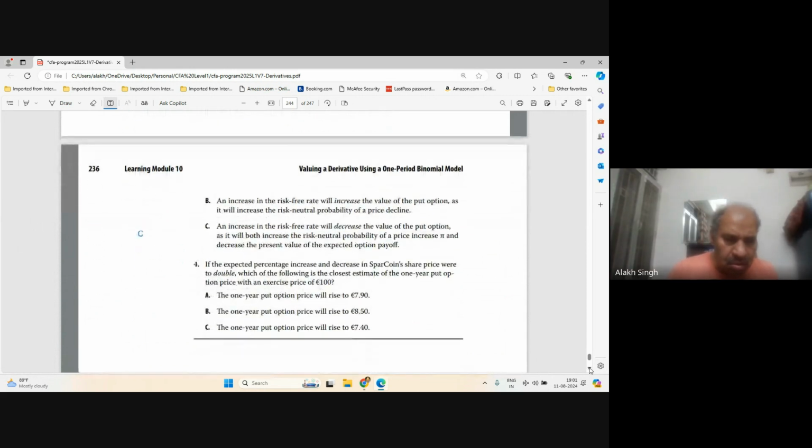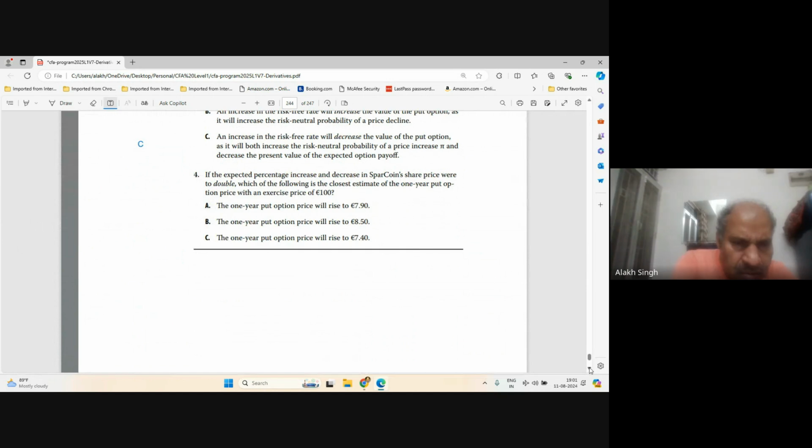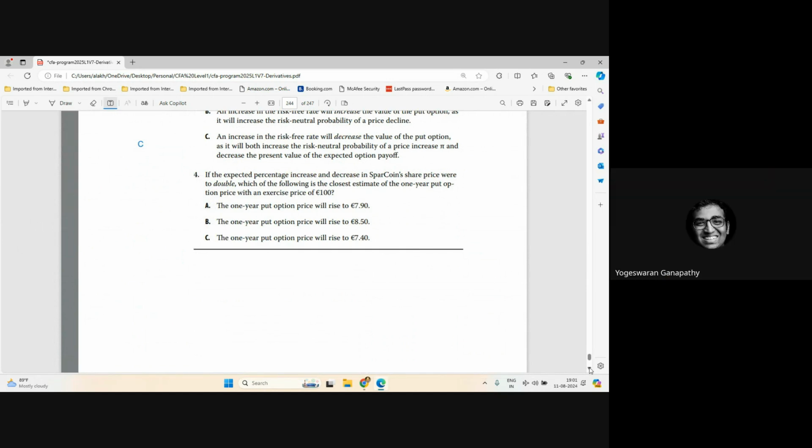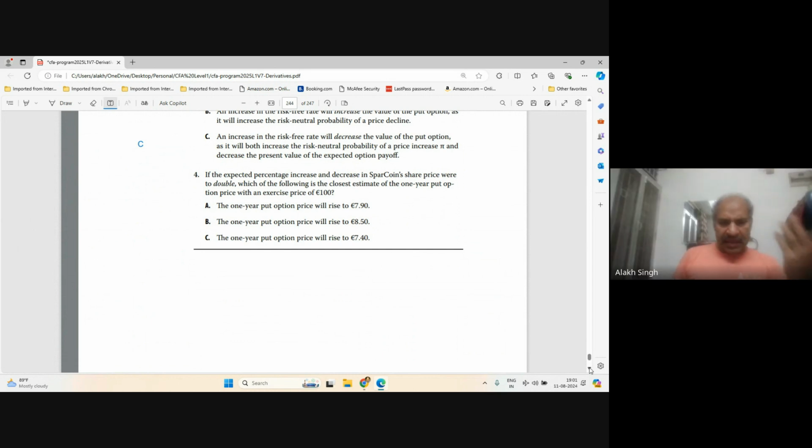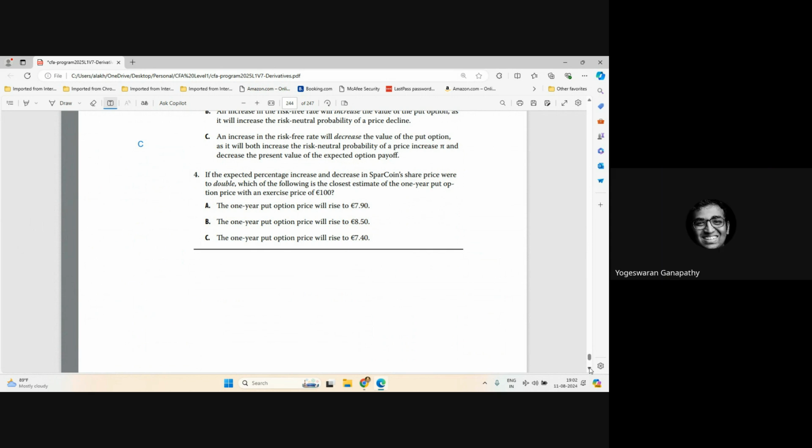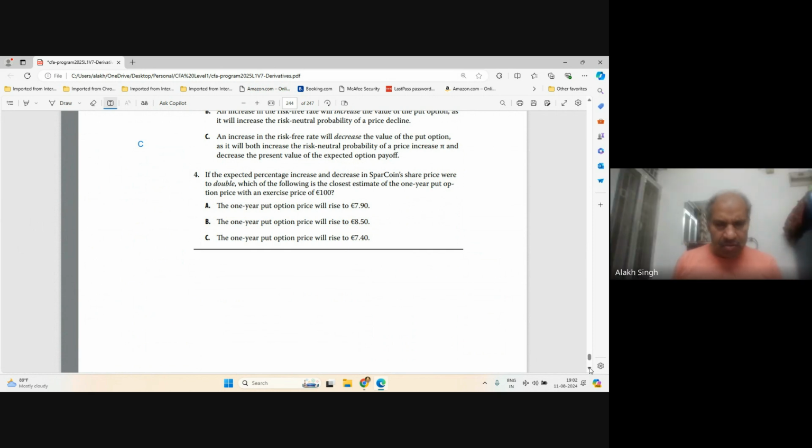Okay. Question 4. If the expected percentage increase and decrease in Sparkcoin share price were to double, which of the following is the closest estimate of the 1 year put option with an exercise price of 100? So we can calculate it. How double? So 12 to 24%. So what would be pi?